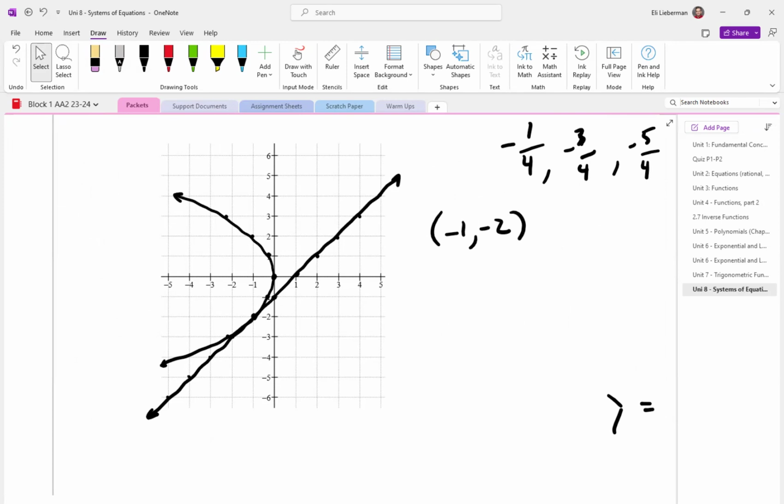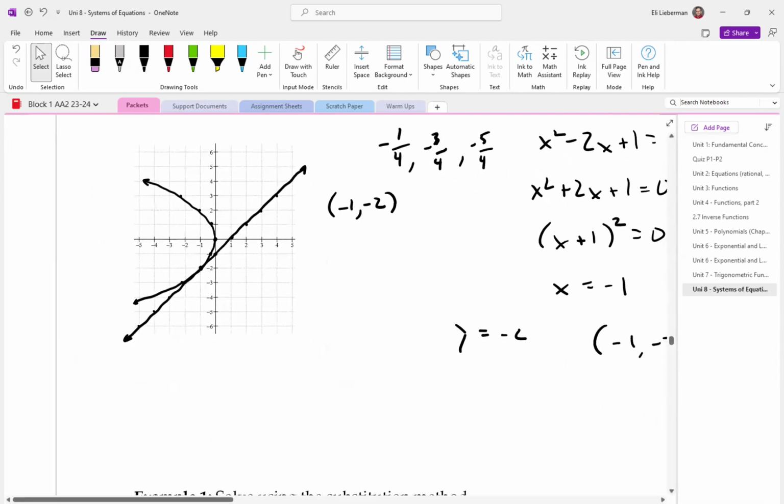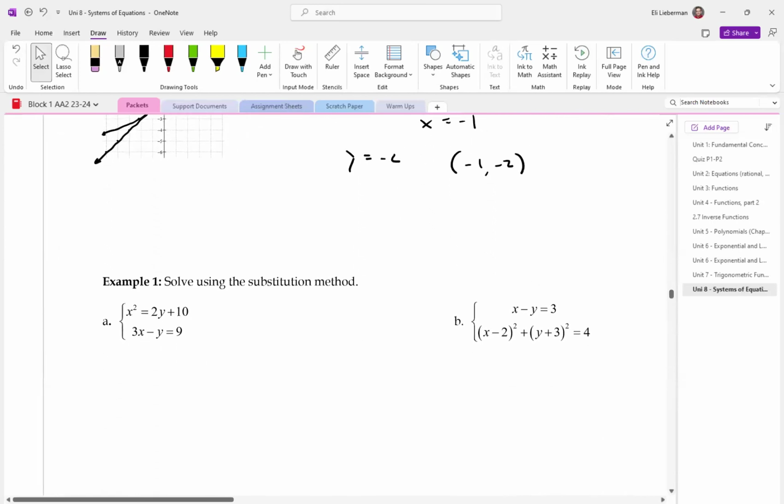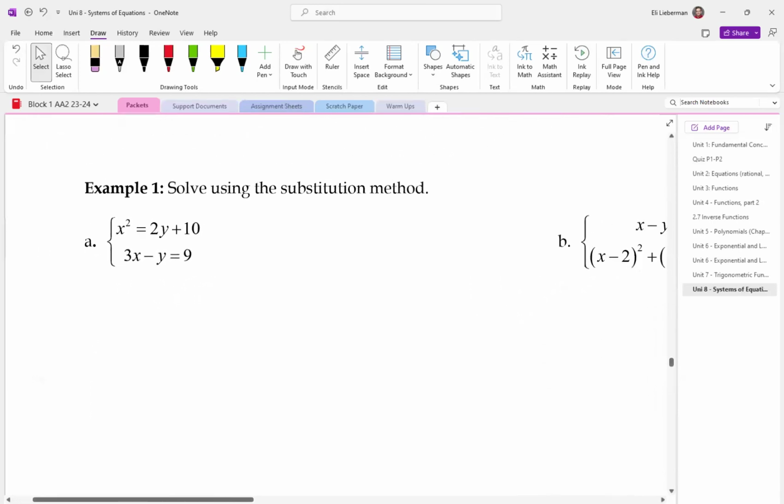Could it have two solutions? Could it have three solutions? A line and a parabola, could they intersect three different times? I'm not sure about that. Could it have infinitely many? I don't think a line and a parabola could do that. You definitely have 0, 2. So I think 0, 1, and 2 are the possibilities.